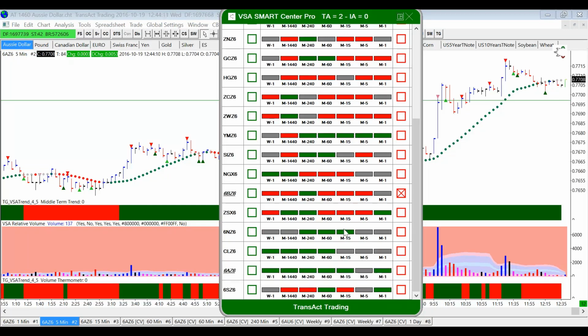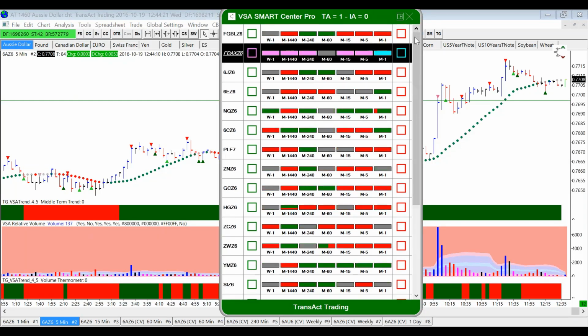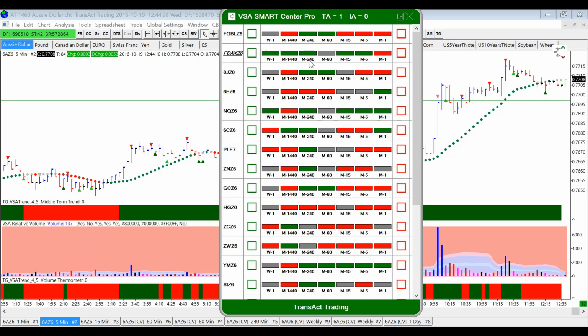What we're going to do, we're going to click on the black box, and it's automatically searching for no supply, stopping volume, key principles to go long in the market. Here, this one, if I left click, it should automatically select the green box because the weekly, the 8 hour, the 4 hour, the 15, the 5 is up. Left click the box, done. That's it.